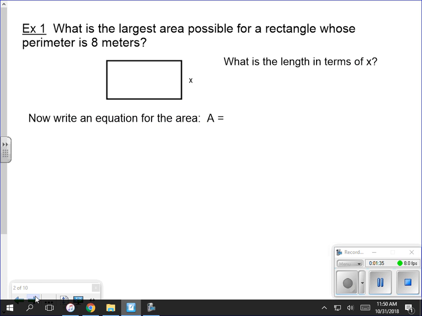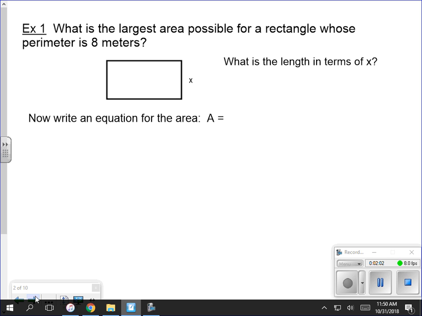So, our first example. Not all of the examples here are ones that you can see as being useful, but there's a couple of them in there that are. In your homework problems, I try to pick problems where you can see a good real-world application. Okay, so what is the largest possible area for a rectangle whose perimeter is 8 meters?